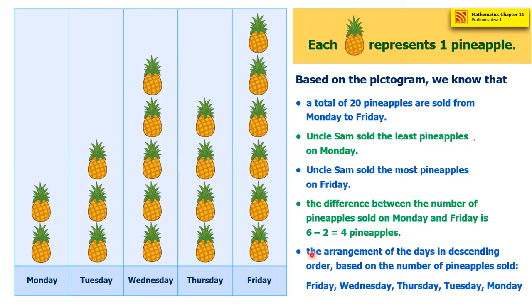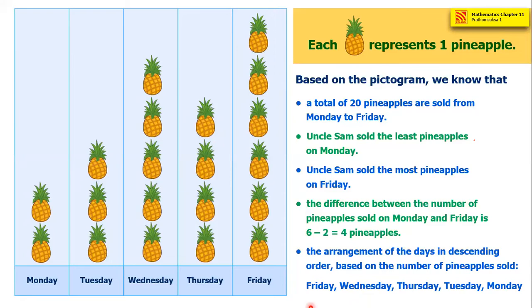And if we put them in descending order, we're counting backwards. We're going from biggest back to smallest. So we start with 6, then we go to 5, then 4, then 3, then 2. The pictogram helps us to see what order they go in.